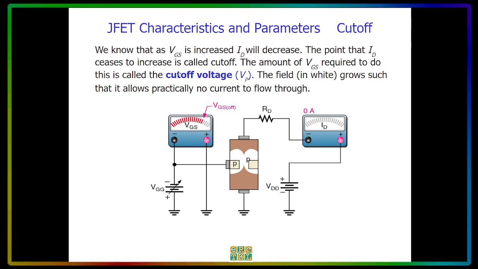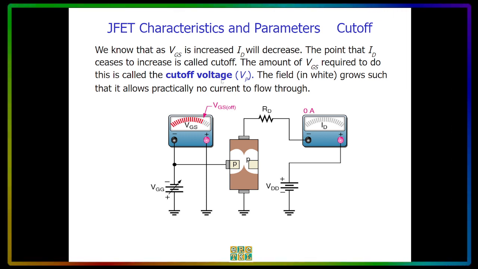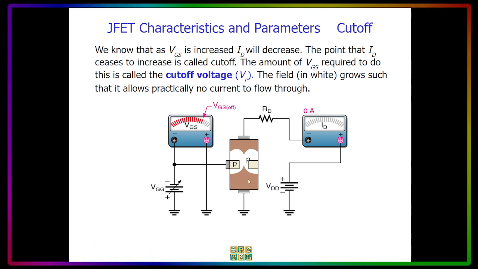Now we know that as the VGS is increased, the ID will also increase, and the point where ID stops increasing is called the cutoff. So the saturation point that I talked about, the point where the ID stops increasing, we call the cutoff. The amount of VGS needed to do that is what we call the cutoff voltage VP. And the field in white here grows such that it allows no current to flow in our channel.